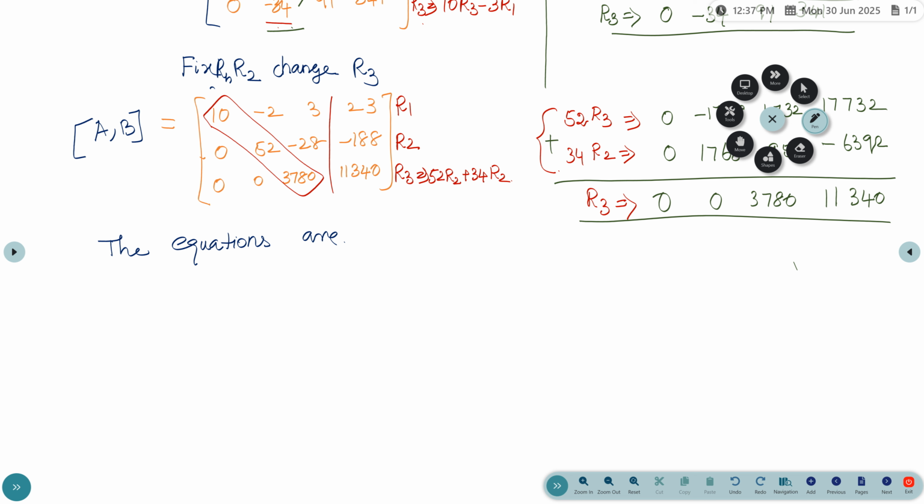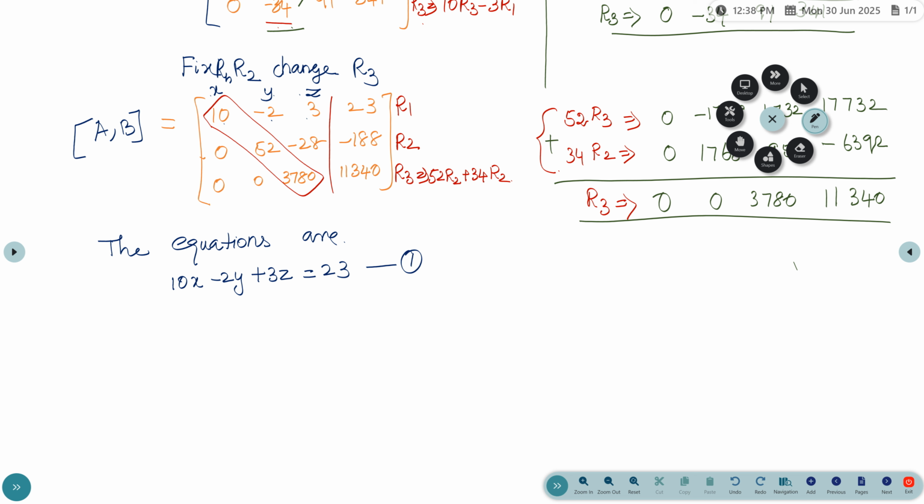So what are the unknowns involved here? The first unknown is x, the second unknown is y, and the third unknown is z. Now taking the equations: the first equation is 10x minus 2y plus 3z equal to 23. This is equation number 1.